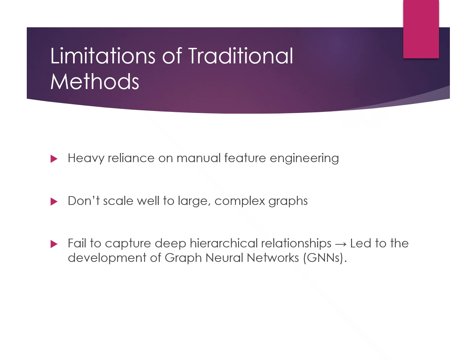Although these traditional methods were useful, they had some limitations. First, heavy reliance on manual feature engineering. The second is they didn't scale well to large graphs. Third point is they fail to capture deep and hierarchical relationships. These challenges led to the development of graph neural networks, which are also known as GNNs.